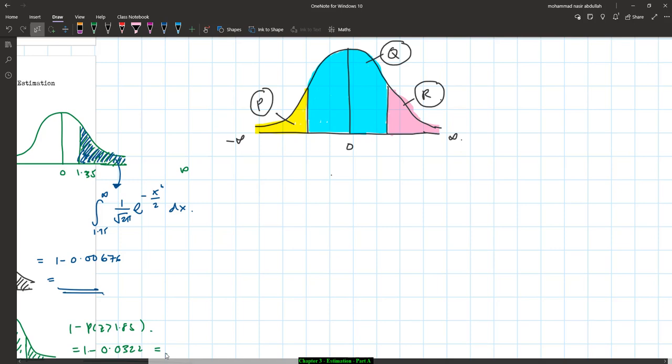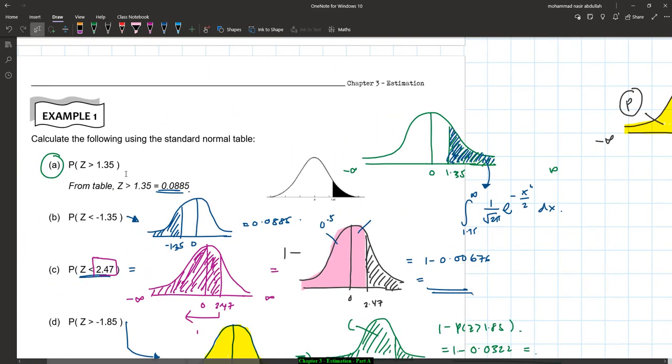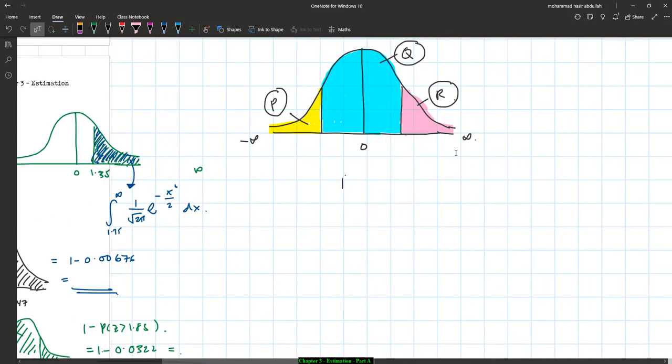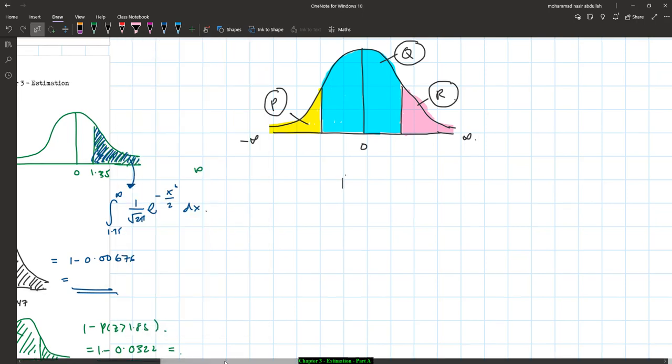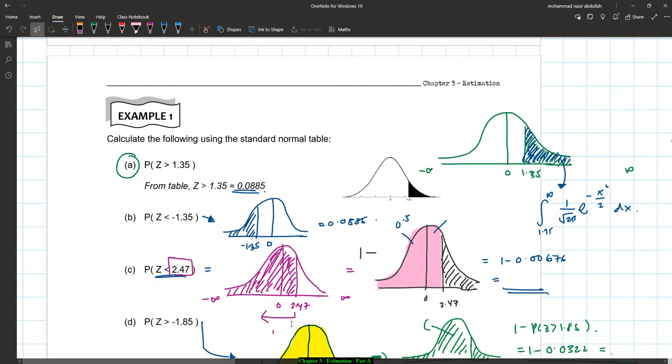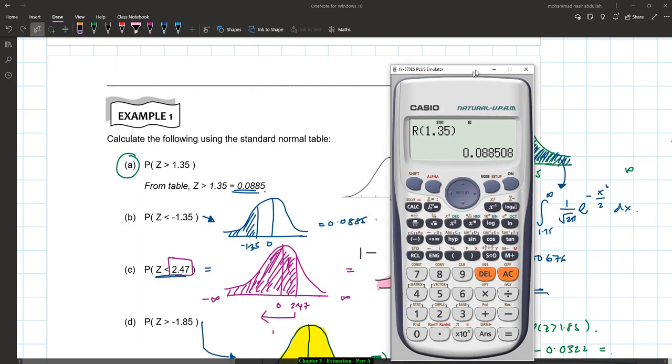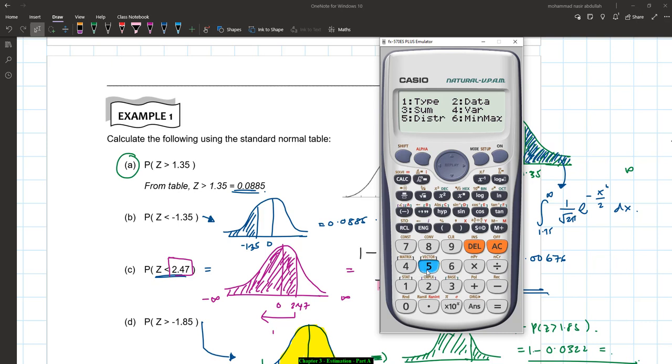So let's say you want to find the area. Let's say probability of Z more than 1.35. So 1.35 is on the R side, right? So we will use R, which is number 3, 1.35, close bracket, equals. So you will get the value. If you want to find the area on the left hand side, we're going to use the P function. So shift 1, 5, 1, negative 1.35. You are supposed to get the same value.